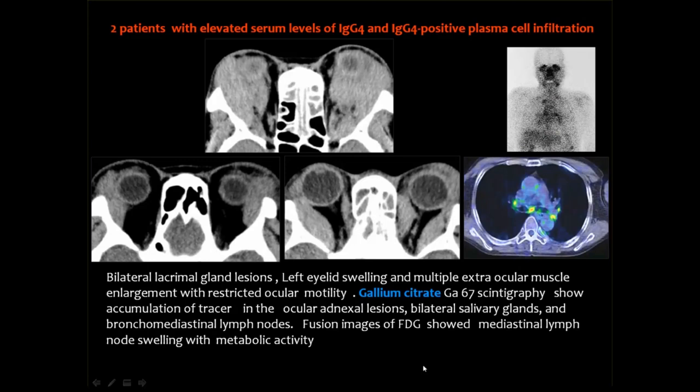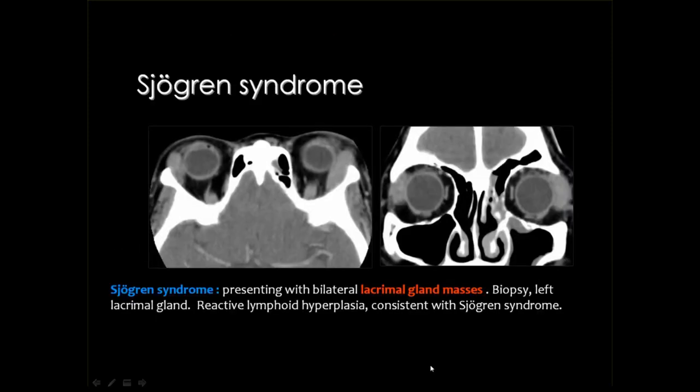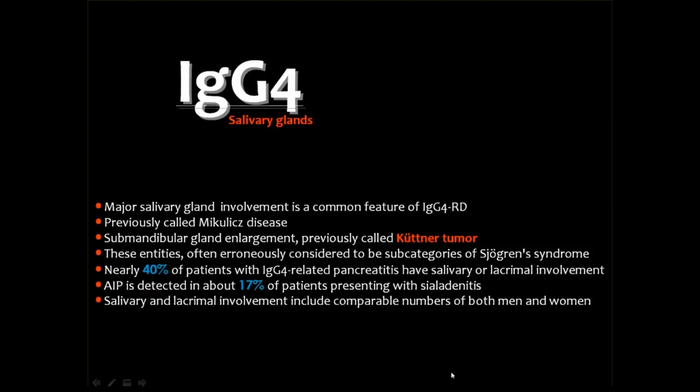Another appearance of involvement of the lacrimal glands and some of the extraocular muscles as well. The gallium citrate scintigraphy showed that there are also mediastinal lymphadenopathy, which are also detected by PET scan. Sjögren and Mikulicz are almost similar lesions, or they are similar to each other in the imaging appearance, bilateral almost symmetrical enlargement of the lacrimal glands with homogeneous enhancement.